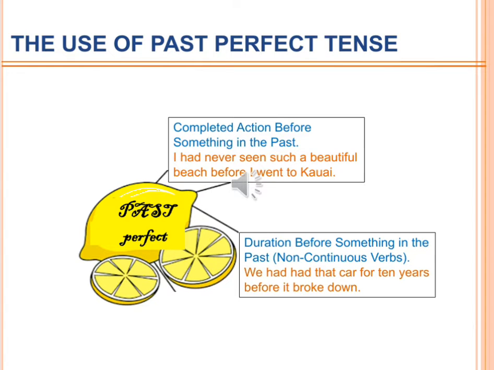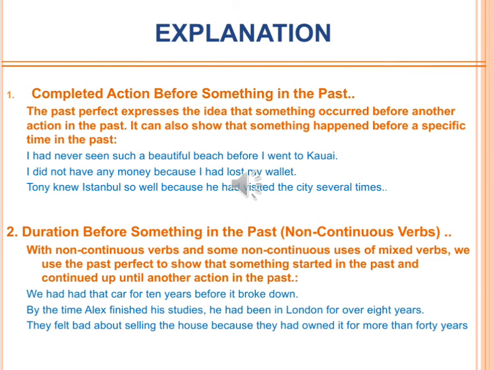Also, we use the past perfect tense to talk about the duration before something in the past, non-continuous verbs. For example, we had had that car for 10 years before it broke down. Explanation. 1. Completed action before something in the past means that the past perfect expresses the idea that something occurred before another action in the past. It can also show that something happened before a specific time in the past.